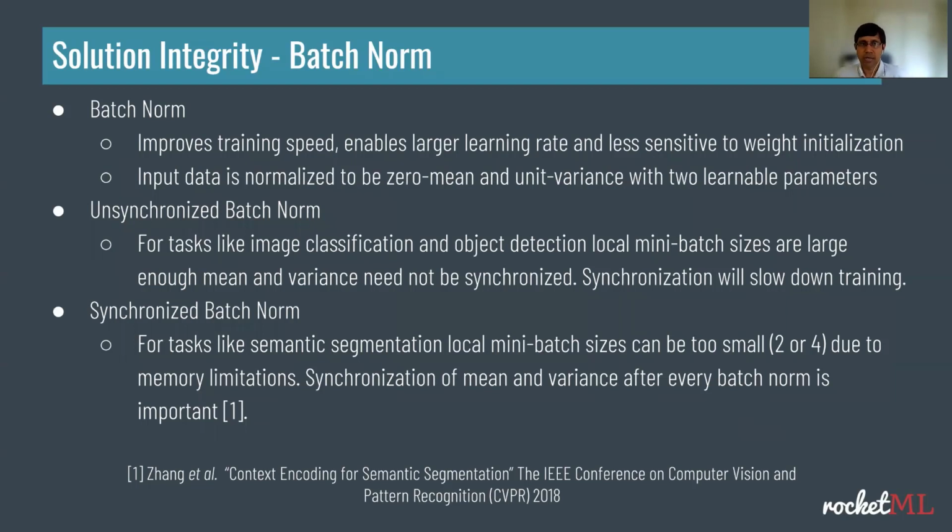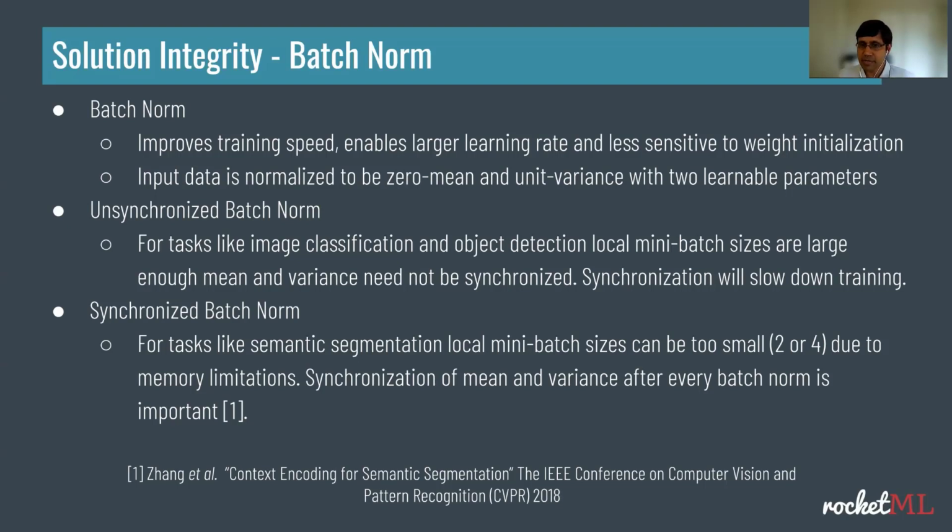The other aspect is batch norm. So batch norm improves training speeds. It enables larger learning rates, and it makes your training less sensitive to weight initialization. The way batch norm works is the input data is normalized to 0 mean and unit variance, and you have 2 learnable parameters, right? So that is basically a new component introduced for deep learning training, and has significant impact in training deep learning networks. But batch norm also introduces the problem that the input data is different for different workers. So the mean and the variance are diverging layer by layer as you do your forward propagation and back propagation.